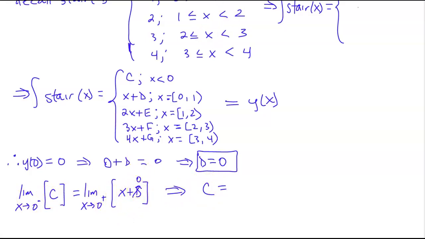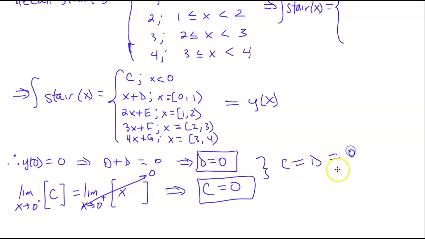With d equaling 0 here, we can essentially just look at this as: what is the limit of x as x approaches 0? Well, we know from the direct substitution property that this can be 0. So that means c is equal to 0. So both c and d are equal to 0. Now we need to do the same exact thing for all the rest of these breaks here.